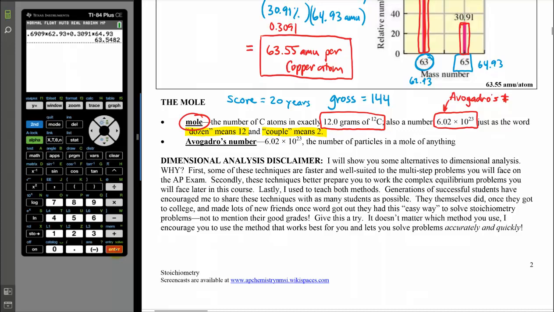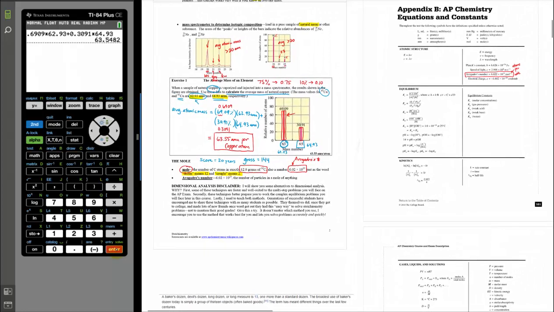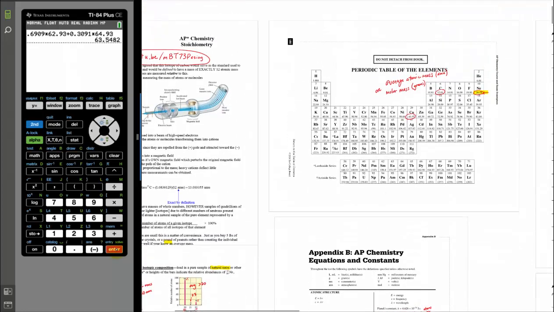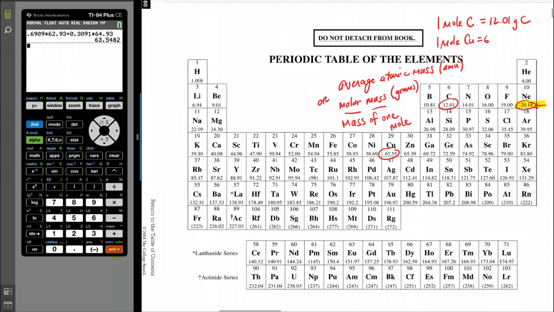Or, on the periodic table, 20.18 grams of neon. And any of the other numbers that are on the periodic table. So back over here to the periodic table, like I mentioned earlier here, the molar mass, in other words, the mass of 1 mole of any substance, is that number on the periodic table. So 1 mole of carbon, 12.01 grams of carbon. 1 mole of copper, 63.55 grams of copper. So 1 mole of any element is simply the number of grams of that element that you see on the periodic table.